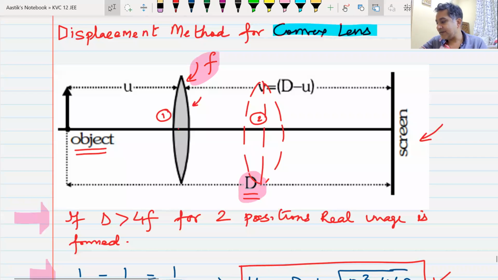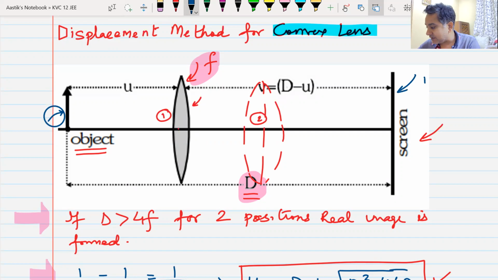So what happens in this displacement method? I think you should be doing a practical on this. What happens is you have one object. Do you see this object here? You have one object and you have one screen. This object and the screen are kept fixed. And then you have a converging lens, a convex lens.